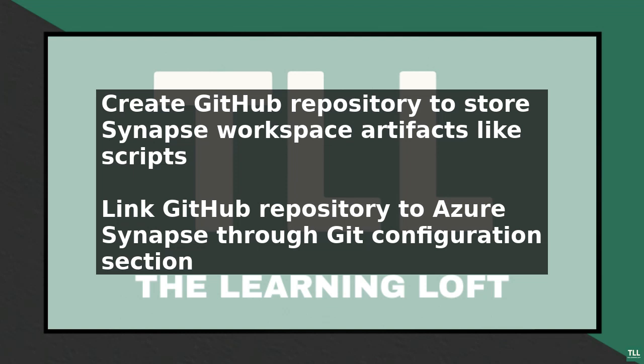Then click on Git Configuration and select GitHub as the Git repository type. Enter your GitHub repository URL and credentials, then click Apply to link your repository to Synapse.